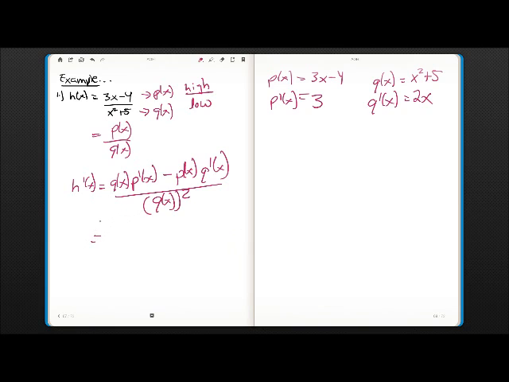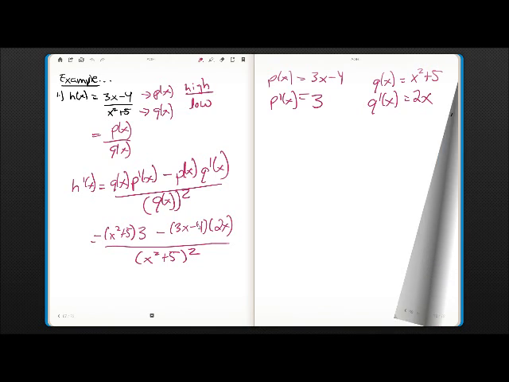That will be x squared plus 5 times 3 minus 3x minus 4 times q prime of x, which is 2x, all over x squared plus 5 squared. And this is pretty much the answer. I haven't simplified it, and you can expand the top part and collect common terms. Sorry, I haven't simplified it yet, just for time's sake. And pretty much we're done.